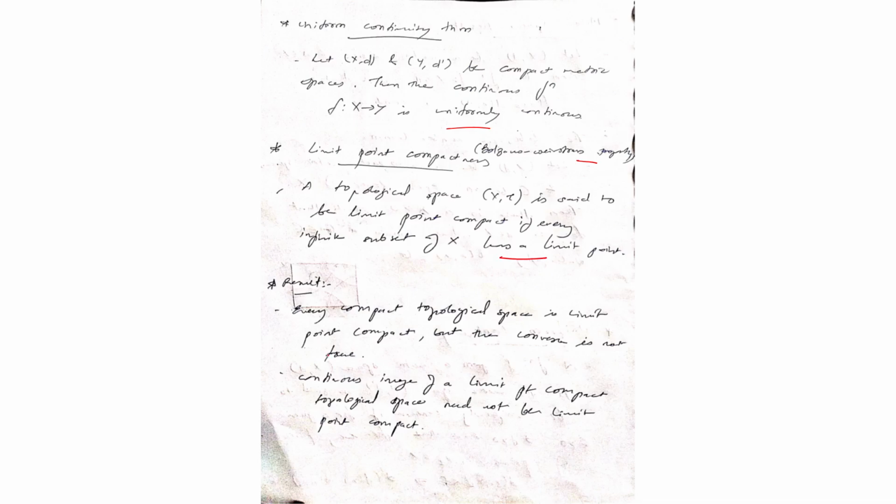Next, there were some results. I guess you know what limit point compactness is: a topological space is said to be limit point compact if every infinite subset of X has a limit point. Some results are that every compact topological space is limit point compact, but the converse is not true. Next, the continuous image of a limit point compact topological space need not be limit point compact. Fine. Now let's move to the next topic.